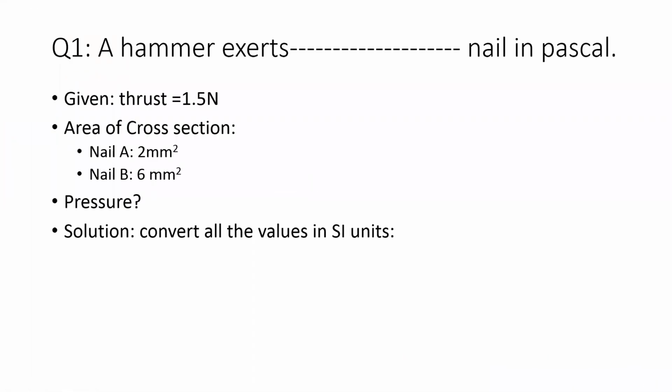Okay. So, this is the first question of exercise 4A. A hammer exerts a force of 1.5 Newton on each of the two nails A and B. The area of cross section of the tip of nail A is 2 millimeter square, while that of nail B is 6 millimeter square. Calculate the pressure on each nail in Pascal.